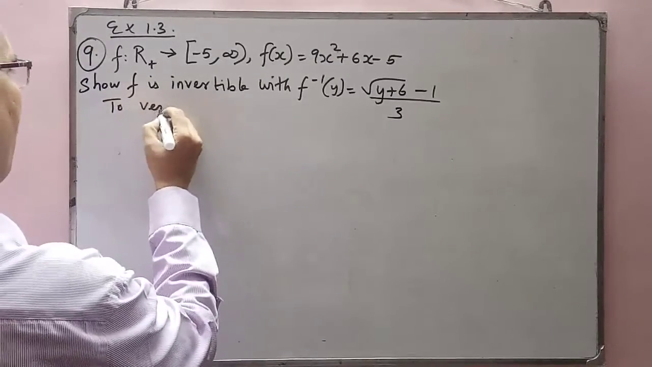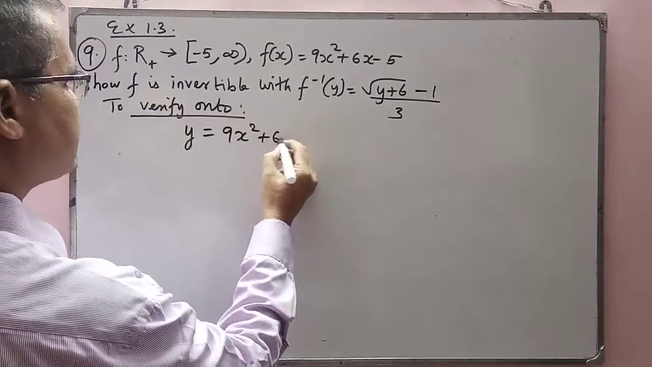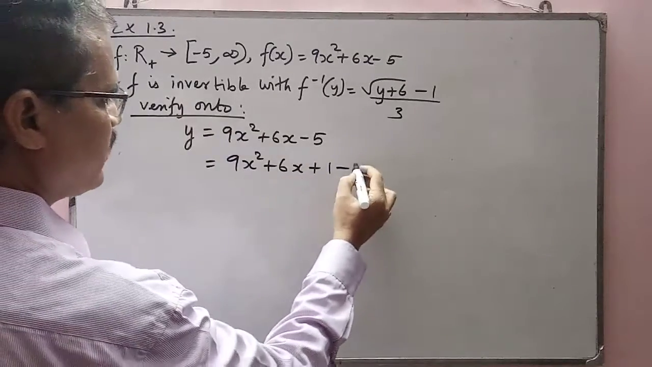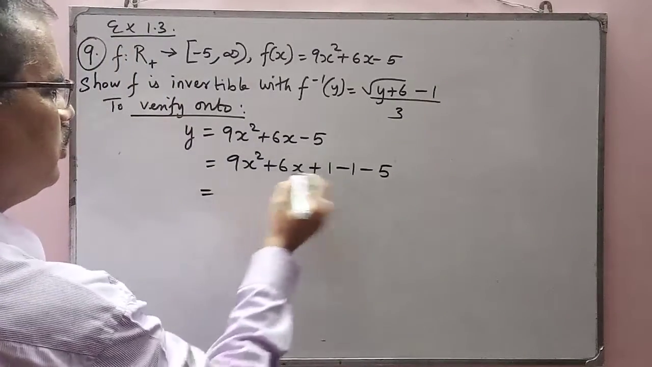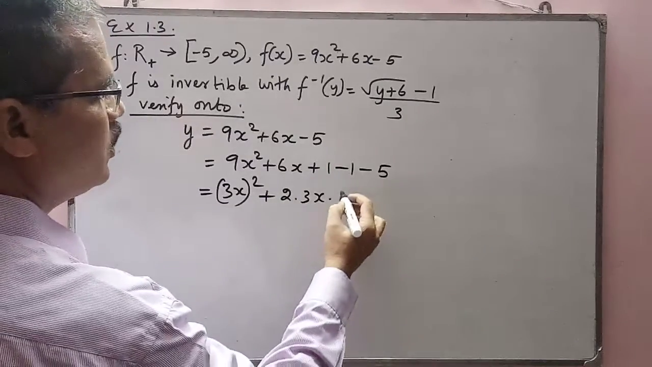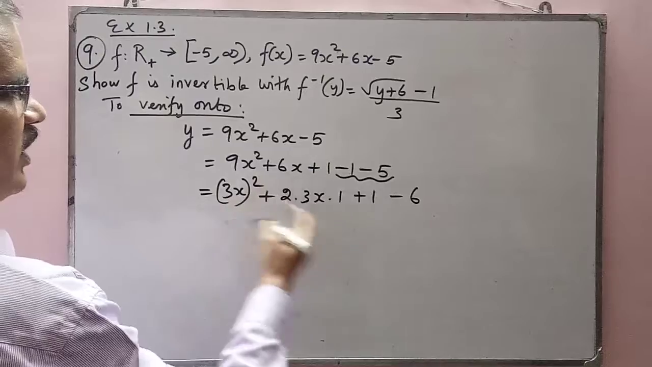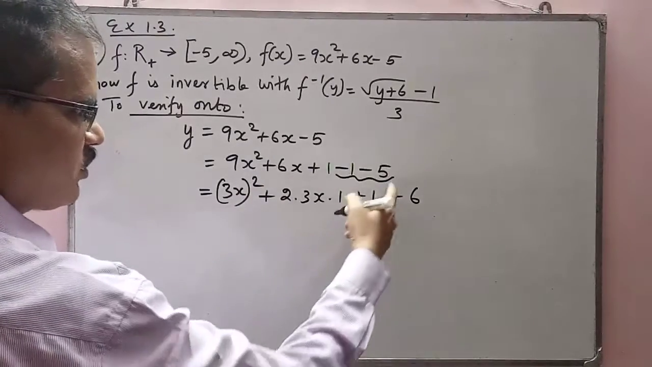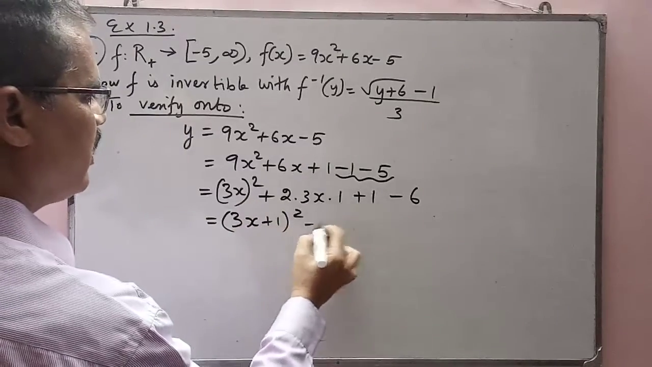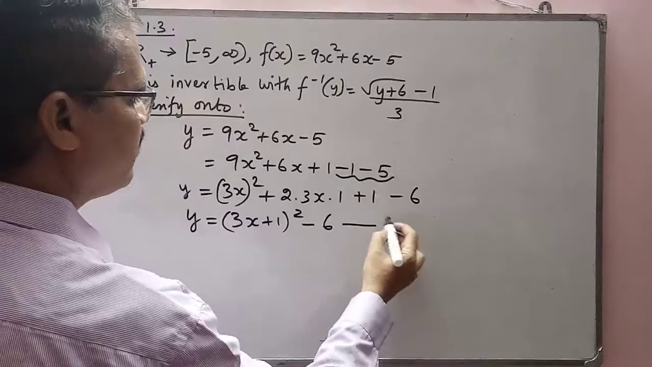Now to verify onto, let us take y equals 9x squared plus 6x minus 5. Okay children, now I'm going to add 1 and subtract 1. Now 9x squared can be written as (3x) squared. I am writing 6x as 2 times 3x times 1, plus 1. Now I combine minus 1 and minus 5. You see a squared plus b squared plus 2ab, with 1 taken as 1 squared, so it can be written as (a plus b) the whole squared minus 6. Hereafter your y is (3x plus 1) the whole squared minus 6. This is equation number 1.